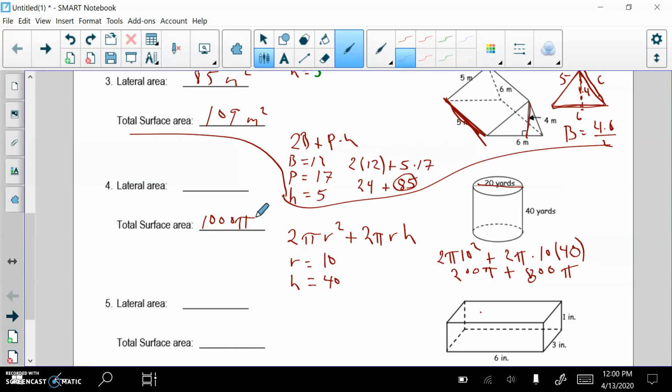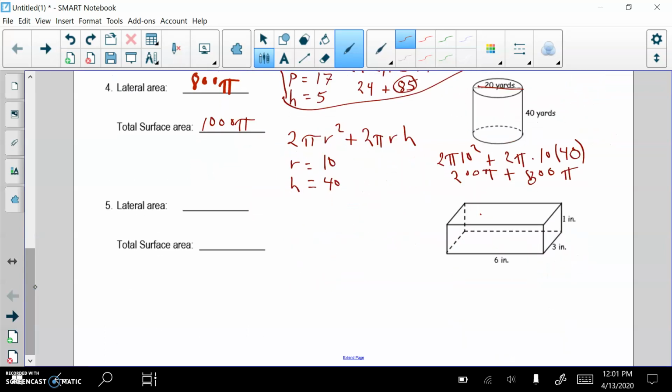The lateral surface area is 800 pi. Now, if you want to multiply that by 3.14, you're welcome to multiply it by 3.14. I'm going to leave things in terms of pi as often as I can, and since these numbers are pretty easy to deal with, that's how I'm going to leave them.